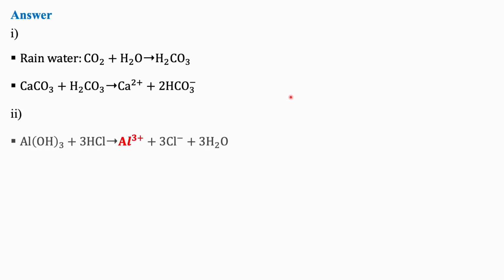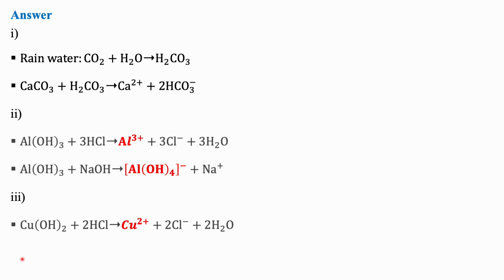For sub-question number 2, aluminum hydroxide, when reacting with an acid, will give the salt, aluminum and chloride, and when reacting with a base, it will give the soluble complex, aluminum hydroxide. Then for sub-question number 3, copper hydroxide, when reacting with acid, will give copper and chloride ions, that means the salt. When reacting with a base, it will give the soluble complex.